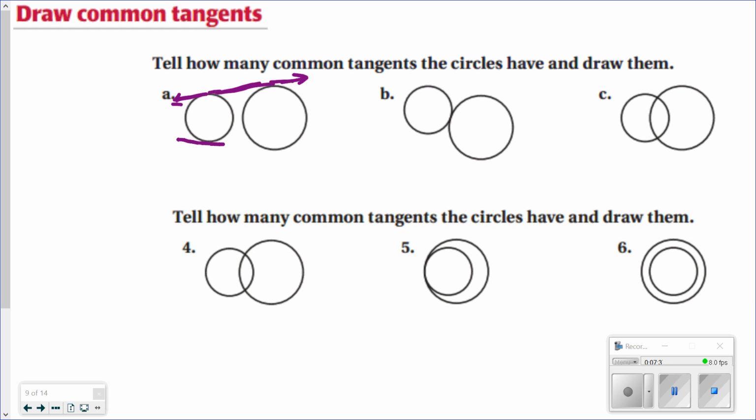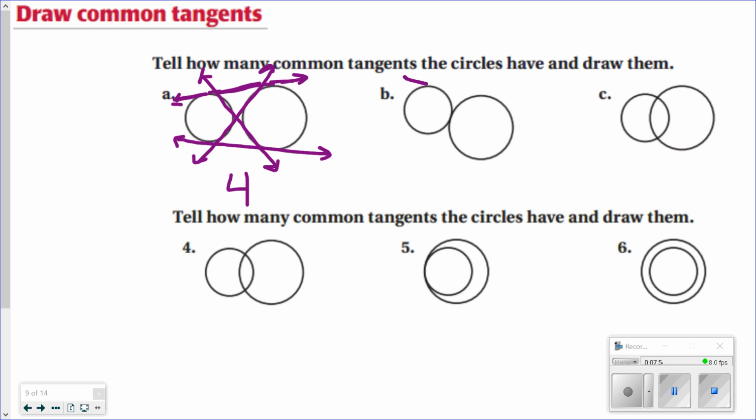I could draw a tangent here. But I could also draw some tangents in between these two circles. There could be one here and one here. So if I count those tangents, I know that I have 4 tangents here.